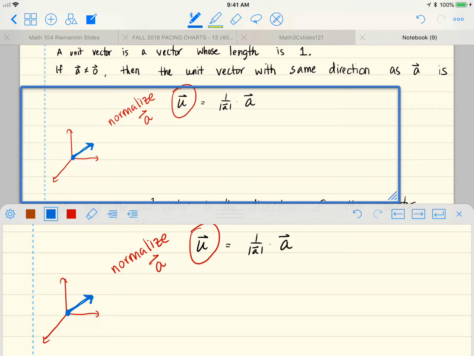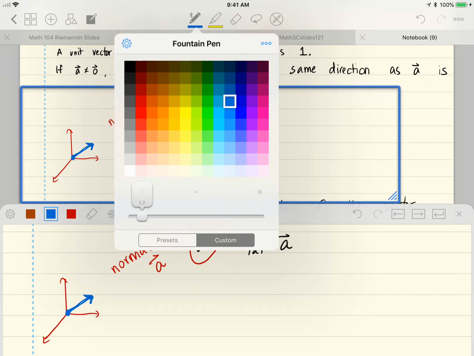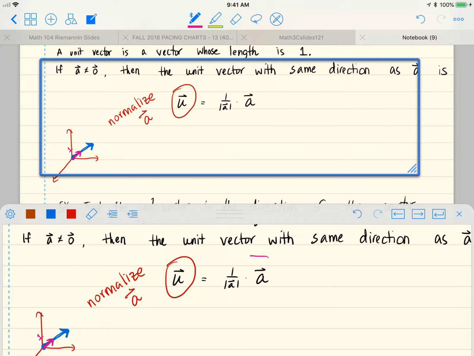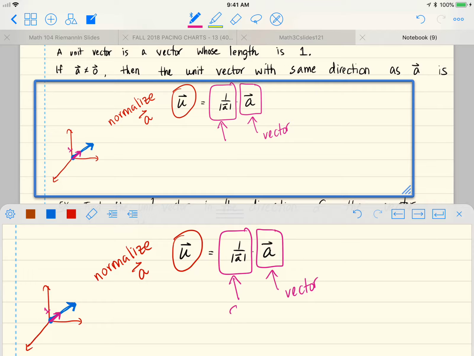You want to take that vector and you want to have the same direction, but you just want to scale it so that the length is 1. So it's the same direction, but you just want to make it so that the length is 1. Well, what do you do? Well, this is your vector, and this is the scaling factor.